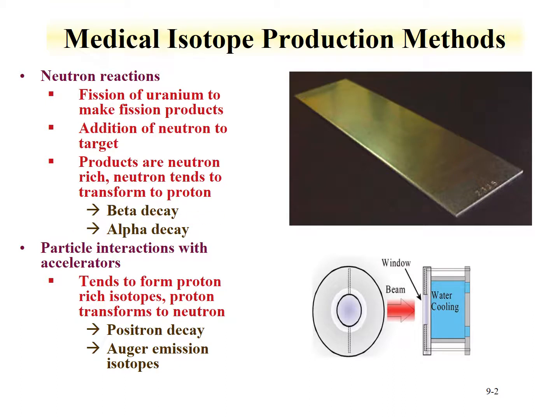Accelerators are often used to produce positron emitters, and they can also be used to produce Auger emission type of isotopes. And again, these accelerators use a reaction where a target is interacted with a beam. The beam can be any sort of charged particle. Often some details are necessary within your target, such as cooling, either water or gas cooling, since these nuclear reactions tend to be energetic and form heat.